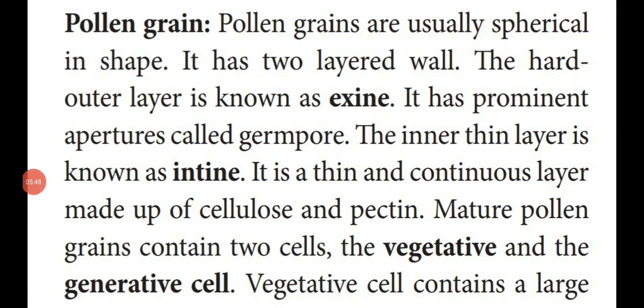Dear students, next we are going to see the structure of a pollen grain. I already explained it with the help of the diagram, so those points are only given in the paragraph. Usually, the pollen grain is spherical or oval in shape, made up of a two-layered wall. The hardy outer layer, thick, is known as the exine. The thick exine contains a minute aperture, meaning a pore, named the germ pore.